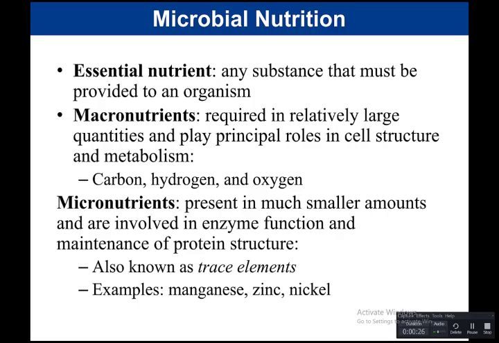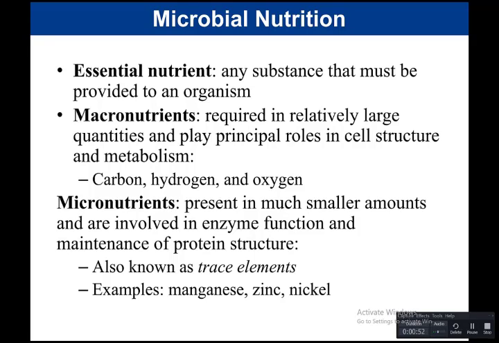If we talk about a macronutrient, this is a nutrient that's required in relatively large quantities and plays principal roles in cell structure and metabolism. And so examples of macronutrients would be carbon, hydrogen, and oxygen. Those are needed in all macromolecules, and so we need to take in relatively large quantities of these.